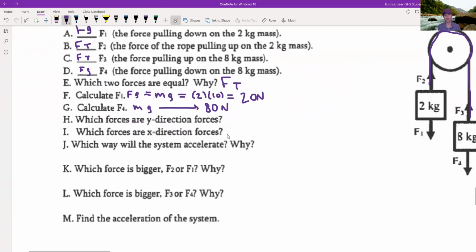Which direction, which are y? All. If they're up or down, that means y, so all. So which are x? None. Which way will it accelerate?